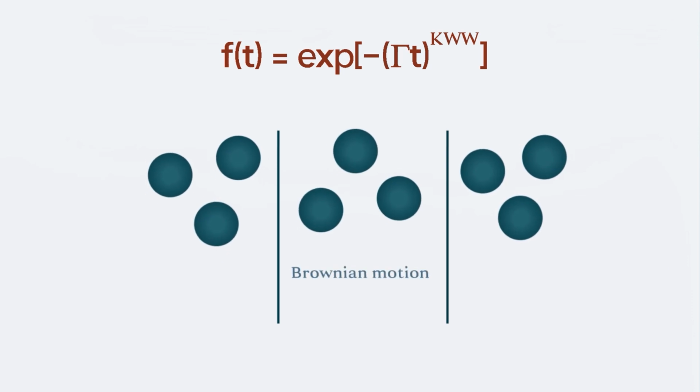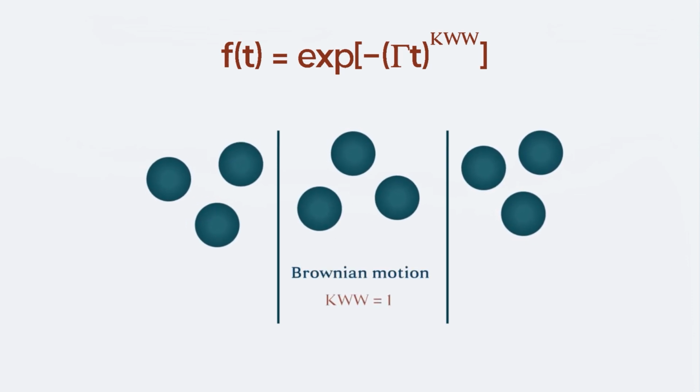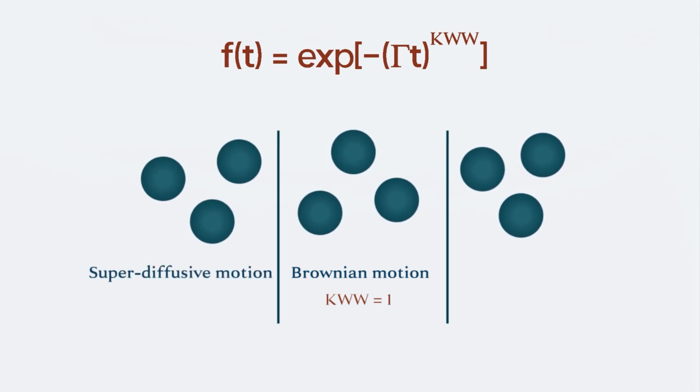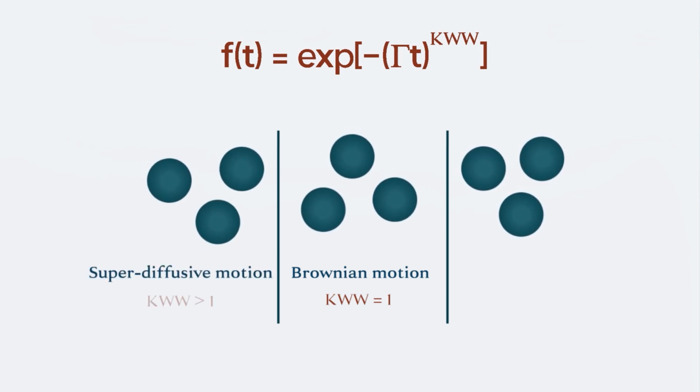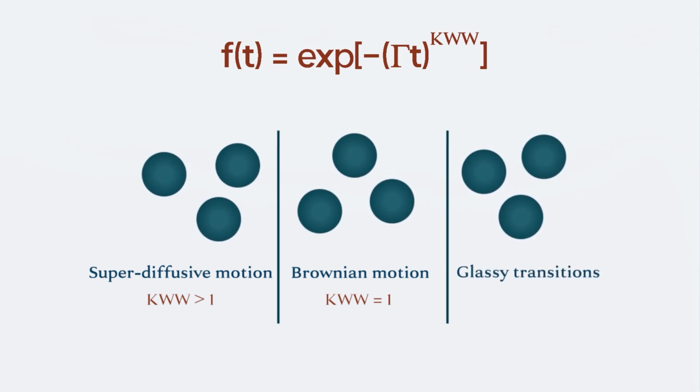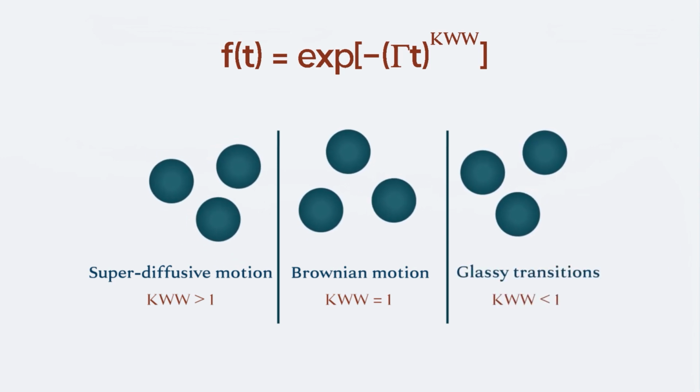In the case of Brownian motion, we obtain a KWW value around 1, while faster processes, such as superdiffusive motion, result in a value greater than 1. Slower processes like glassy transitions lead to a KWW value smaller than 1.